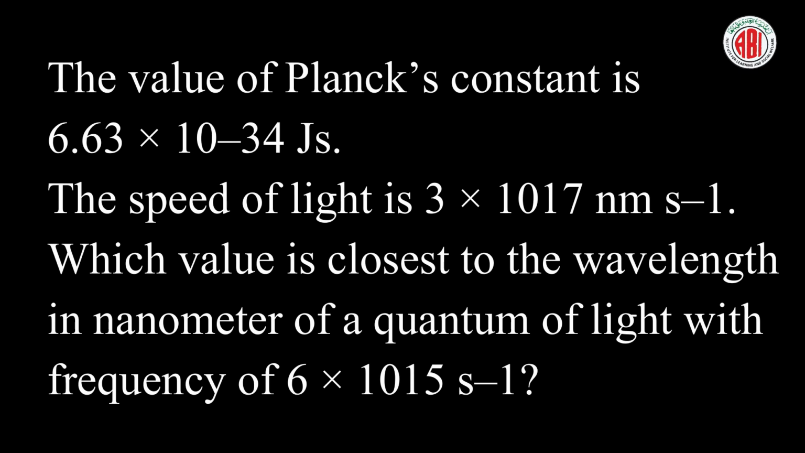Now look at this question guys. The value of Planck's constant is given as 6.623 into 10 to the power of minus 34 joules. The speed of the light is given here as 3 into 10 to the power of 17 nanometer per second. Which value is closest to the wavelength in nanometer of a quantum of light with the frequency, here the frequency value is also given, 6 into 10 to the power of 15 per second. So let us see how to solve this problem.